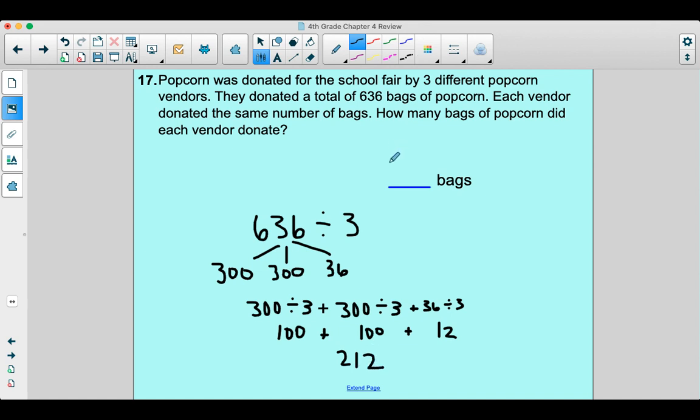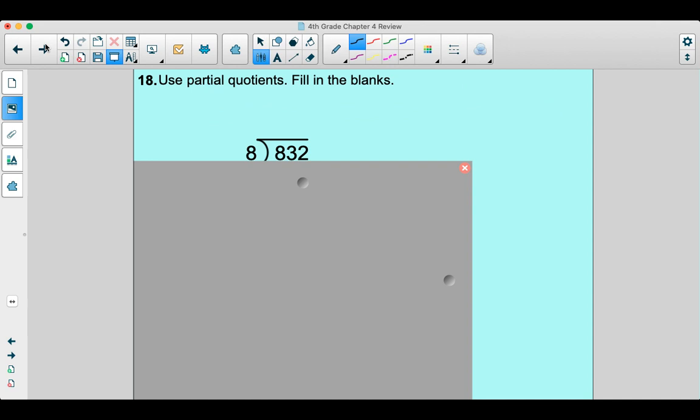And that is reasonable. Always make sure to stop and ask yourself, is that reasonable? So if there are 3 vendors, is it reasonable that each of them donated 212 bags? The answer to that is, I think so. All right, use partial quotients. What are we gonna do here? Basically, we're gonna try to take out big chunks. We're gonna make things make sense, right?